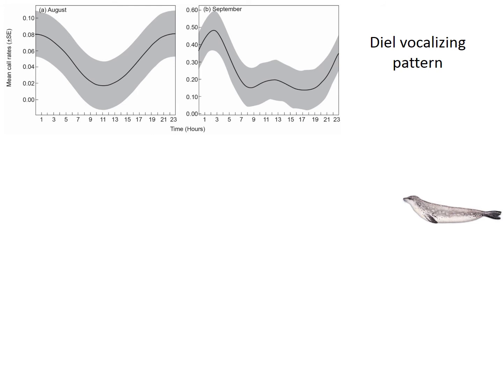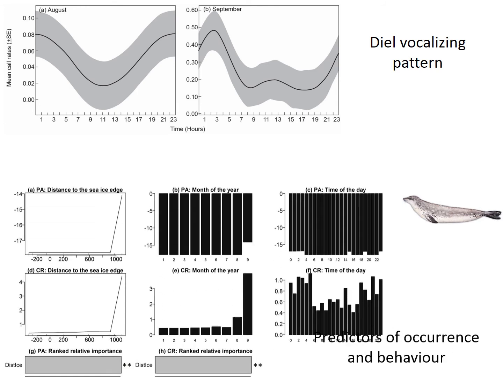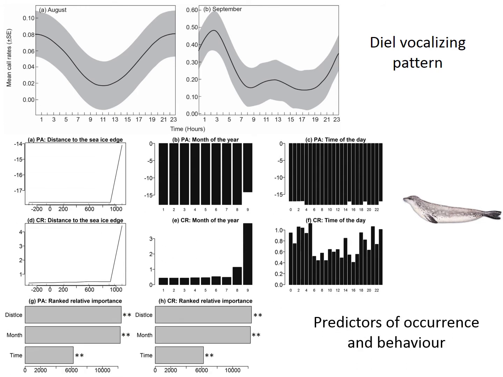And in their sounds, the diurnal vocalization patterns seem to show fewer calls during the day and more calls during the night. That makes sense because most seals are hauled out of the water during the day to rest on sea ice, and they mostly dive at night. That's when they're vocalizing. And their occurrence, just like minke whales, is predicted by distance to the sea ice and month of the year.